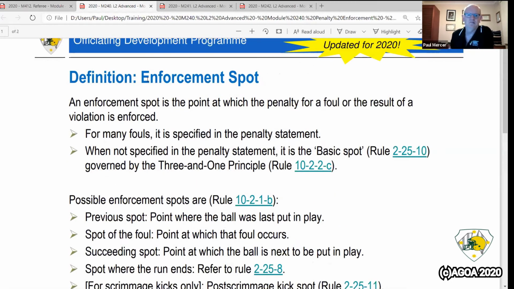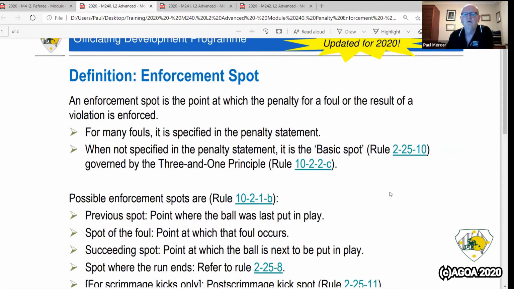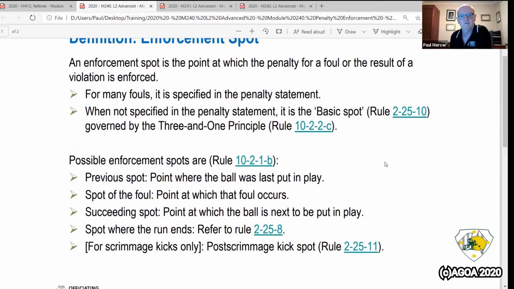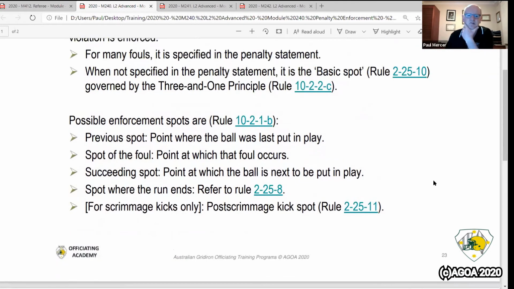So let's talk about the enforcement spot. As the name implies, this is the spot from where a penalty, if accepted, will be enforced. Sometimes it's stated where that enforcement spot is. It might be the previous spot. Otherwise, it becomes related to the basic spot, and it's governed by the 3-in-1 principle. So the potential enforcement spots are listed there on the screen. There's really 4 of them, and there's a 5th one if we get into a scrimmage kick play, what's called the post-scrimmage kick spot. So a penalty can only really be enforced from one of those spots. Which one is the $64 million question? And that's what we have to try and get our heads around.